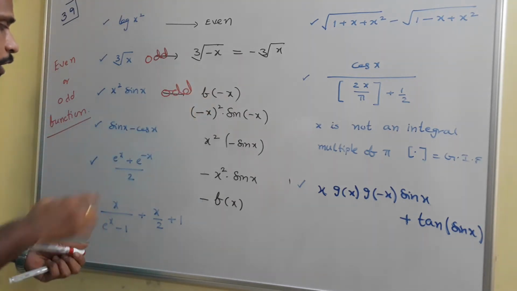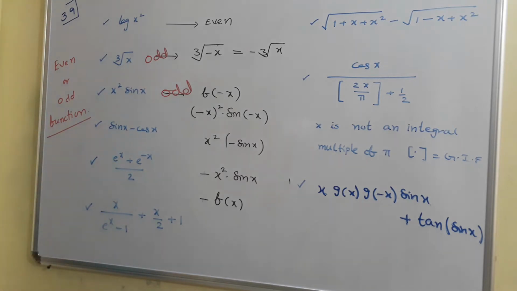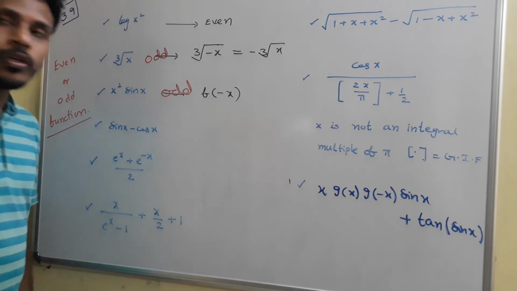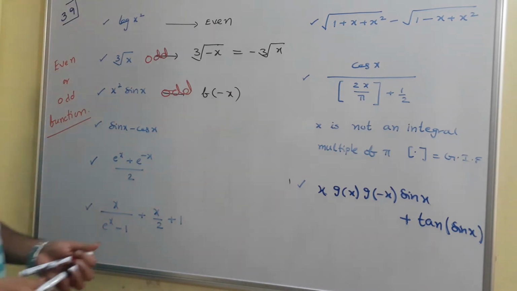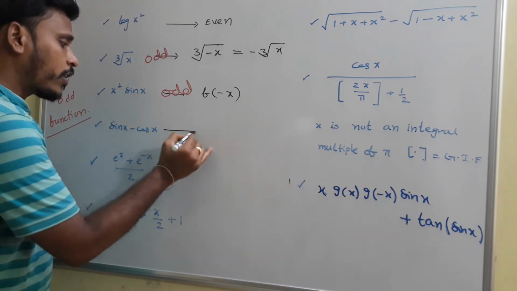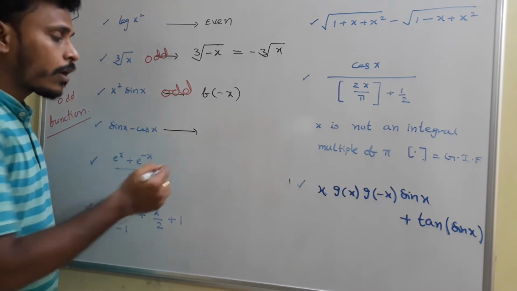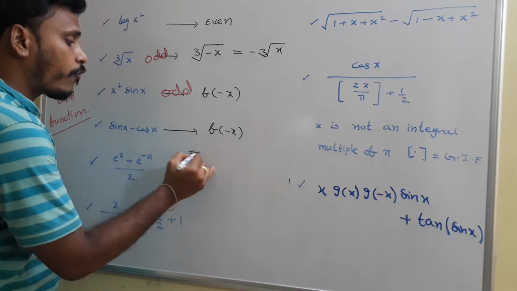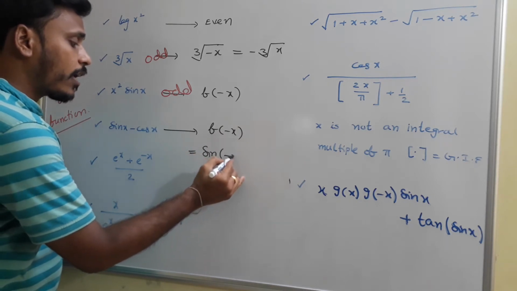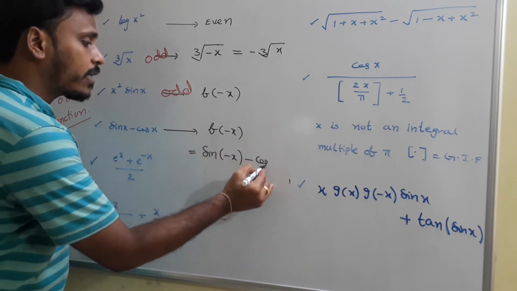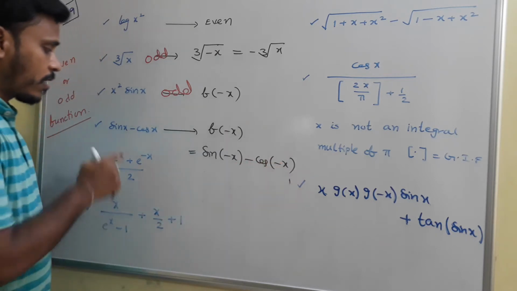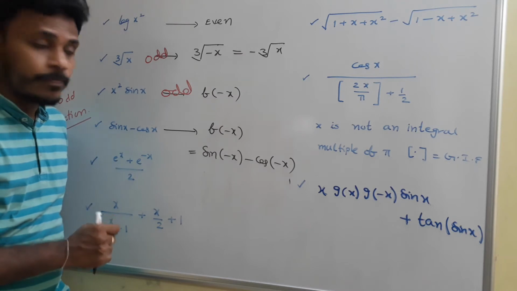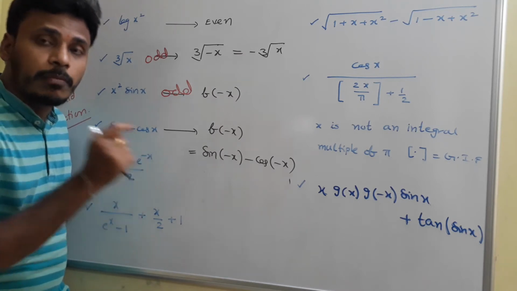Our next function is sin x minus cos x. Again, to check whether it is even or odd, how to do it? You just replace x with minus x. Now the function is sin x minus cos x. What is f of minus x? F of minus x is sin of minus x minus cos of minus x, replacing x with minus x.